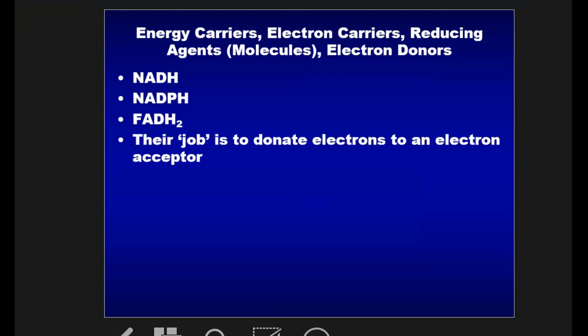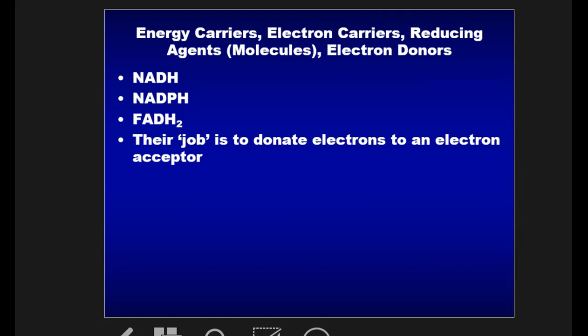But so here's some jargon for you that all means the same thing. It depends what class you're in, what textbook you're reading, who is talking to you, what they call it. Energy carriers, electron carriers, reducing agents, reducing molecules, electron donors. That all means the same thing. So what we're talking about are molecules like NADH, NADPH, FADH2. In the form I've written them, they're fully reduced, which means they've accepted some electrons.